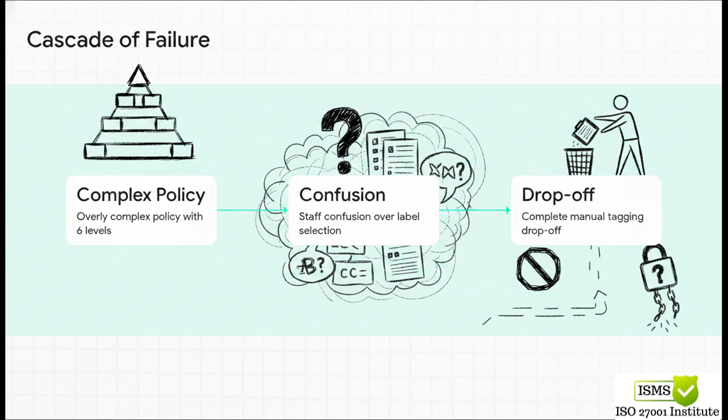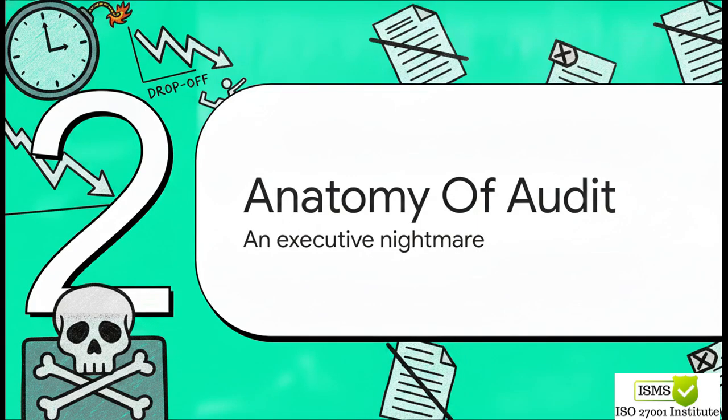Step 2, staff confusion over proper label selection immediately sets in. They're sitting there wondering, wait, is this spreadsheet internal or restricted? And just to avoid getting it wrong, or because they're simply in a hurry, we inevitably hit step 3, complete manual tagging drop-off. Employees just bypass the friction altogether, so your meticulously designed security posture now exists entirely on paper.